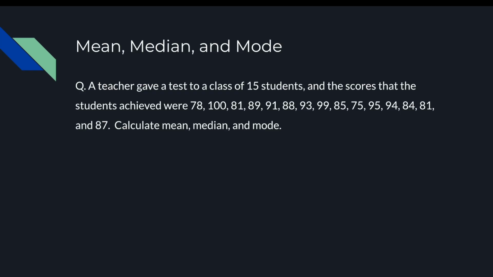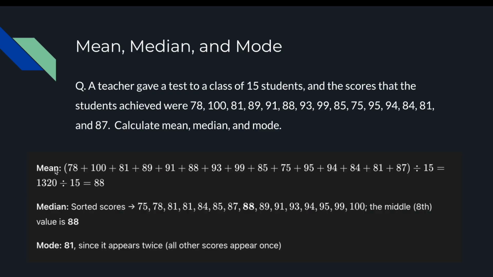So let's take a look at this example. We have a teacher who gave a test to a class of 15 students, and these are the scores. Calculate the mean, median, and mode. For the mean, you just calculate the average. You add all the numbers together and divide by n, which is the number of students. That would be 1320 divided by 15. So the mean test score, or the average test score, is 88.